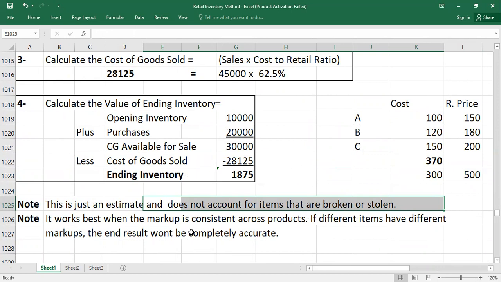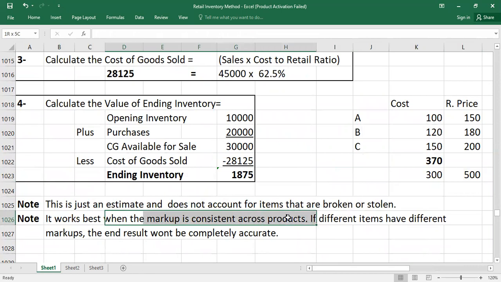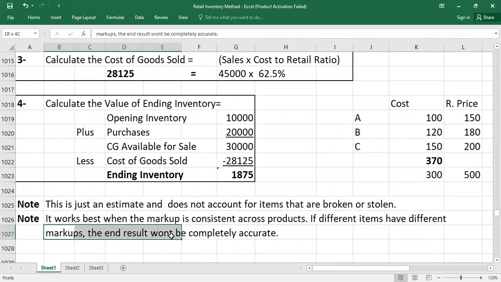Okay, so the second point is that this method works best when the markup is consistent across the products. Like here we are assuming every product has the same markup percentage. Okay, if different items have different markups, the end result won't be completely accurate. So this is the limitation of this method. I hope it is clear.